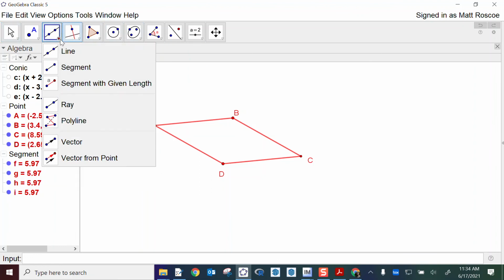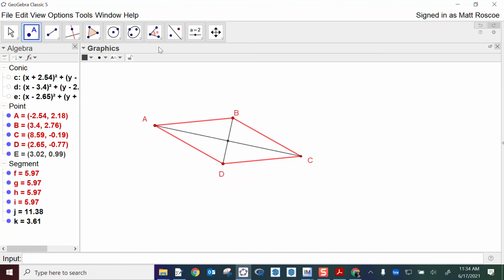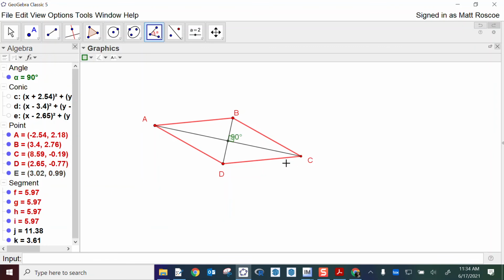So I'm going to add a segment as a diagonal. I'll say that's a diagonal, another diagonal. And it appears to me like these diagonals meet at a right angle. But to check that, what I would do is measure that angle and see what happens. So I'm measuring the angle here, and sure enough, it is a 90-degree angle.